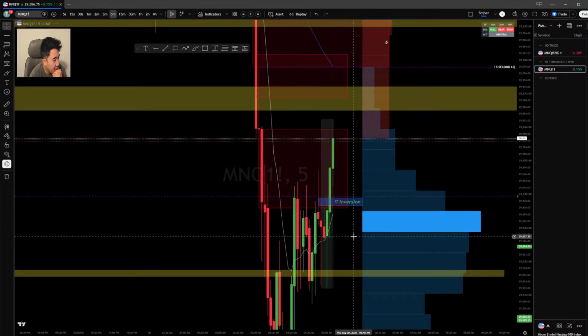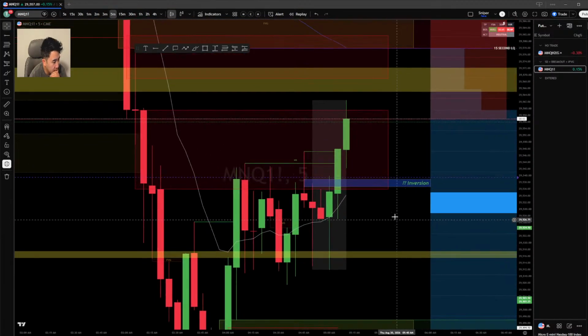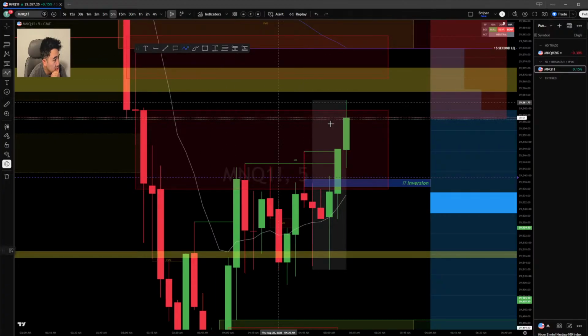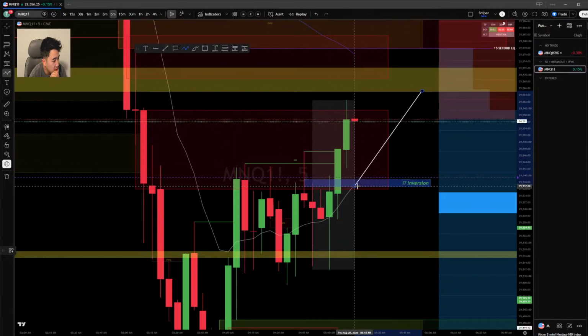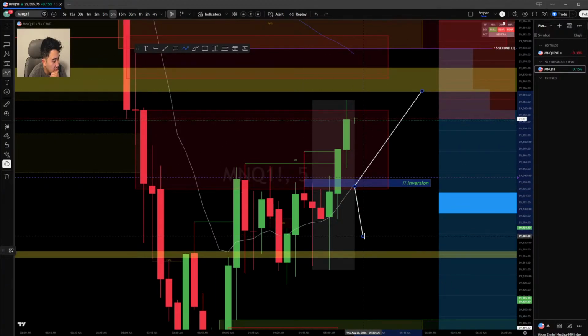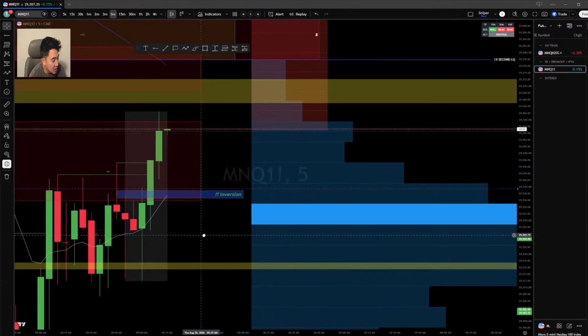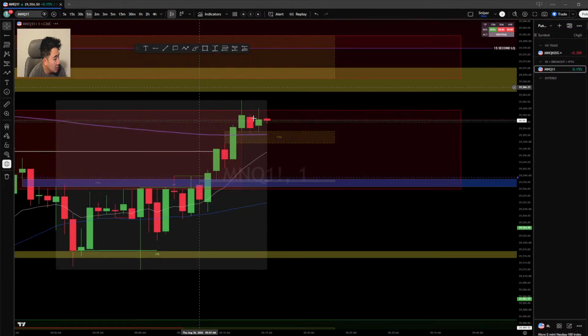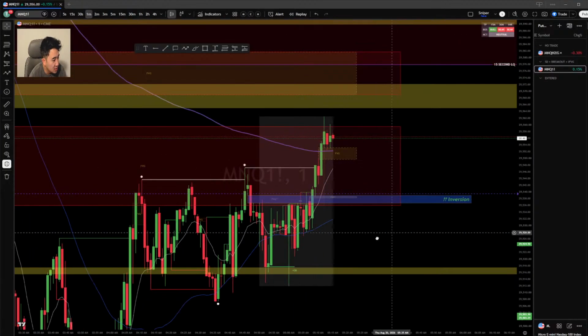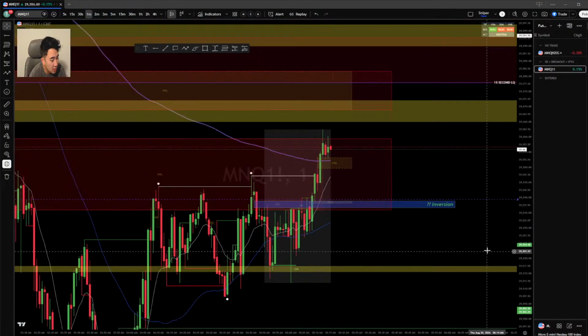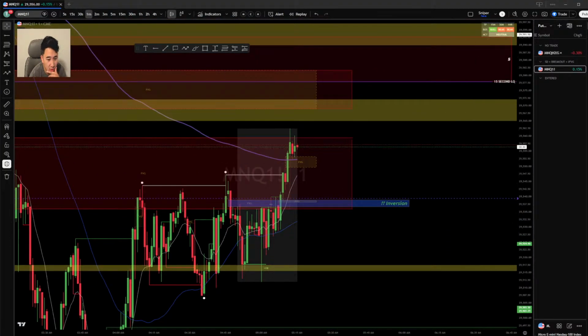Unless on the 5-minute price is able to close and break over this 13 EMA, then we'll look for a breakout setup on the 5-minute to push downwards. Right now on the 1-minute it's still bullish. On the 5-minute it's overall bearish. Let's see what price wants to do.